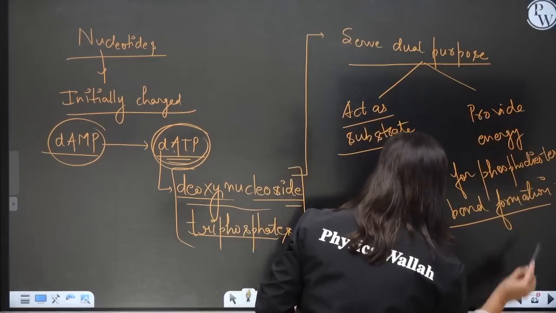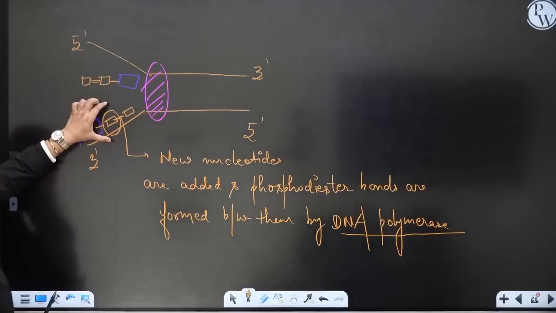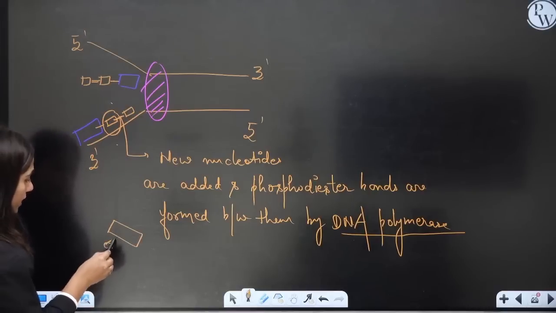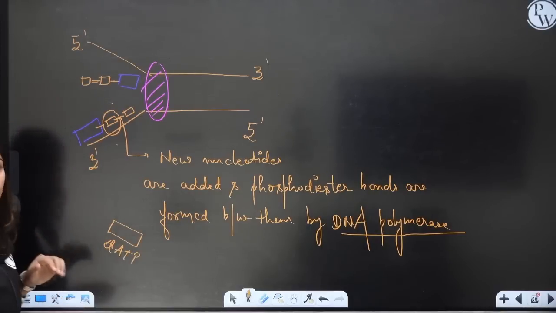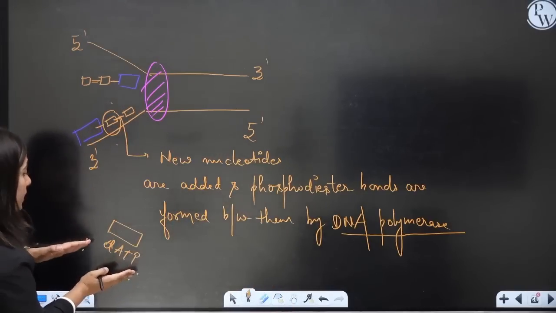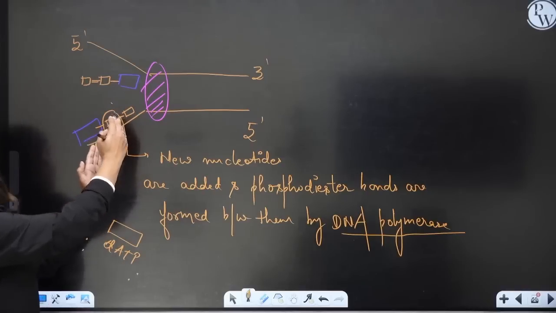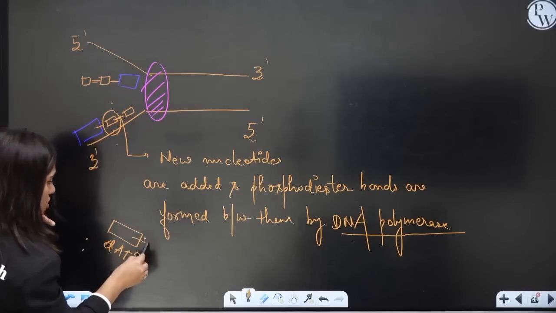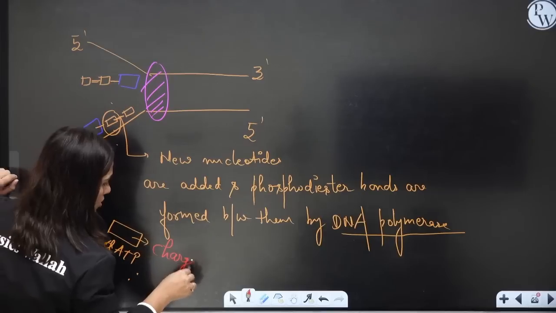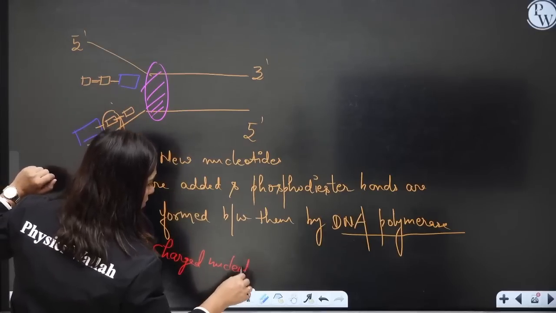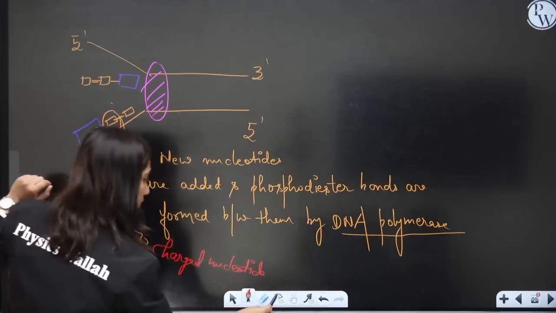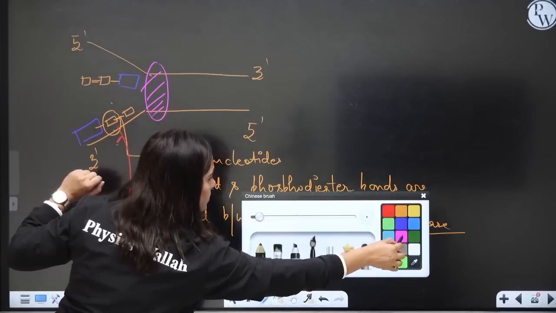That means, understand like this, beta. This nucleotide was a charged nucleotide, okay? That is dATP or dTTP or dCTP, or you can take any one of them. So this is a charged nucleotide, and this is going to fit here. When this charged nucleotide gets fit here, then two phosphates are released.